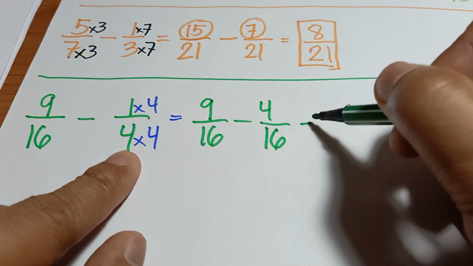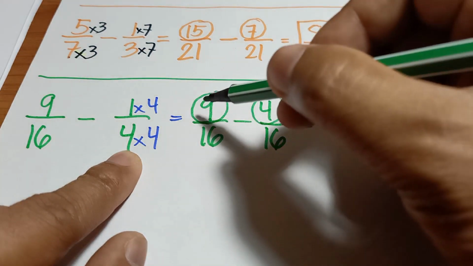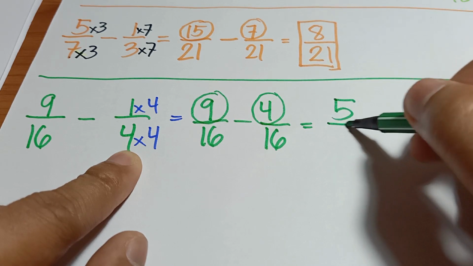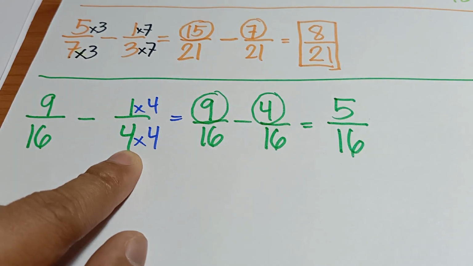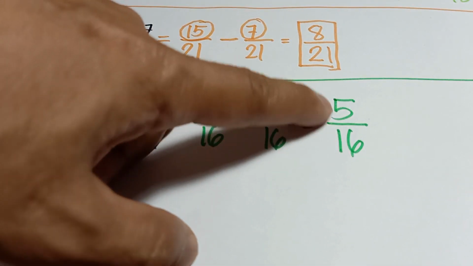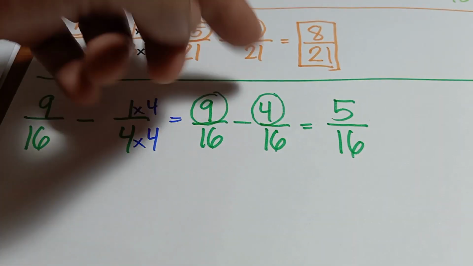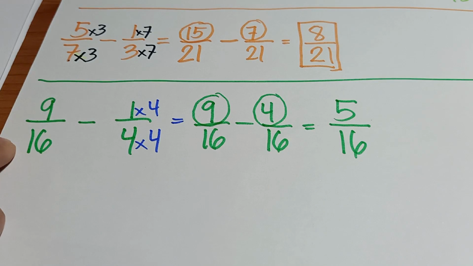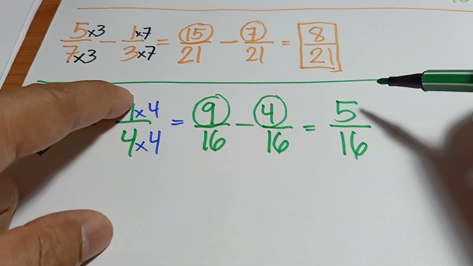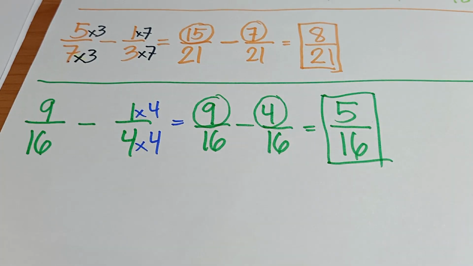After that, remember, we just subtract the numerators. What is 9 minus 4? It is 5 over 16. We don't need to simplify this one because it is already in simplest form; there's no number by which we can divide these two. So when we subtract 9 over 16 minus 1 over 4, the answer is 5 over 16.